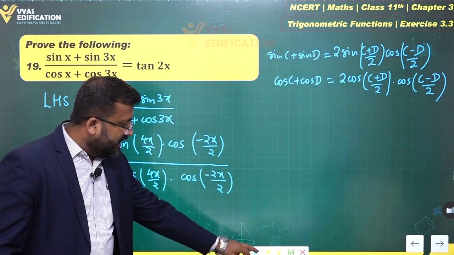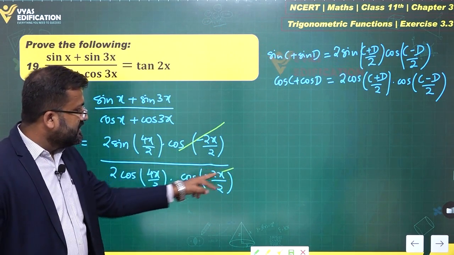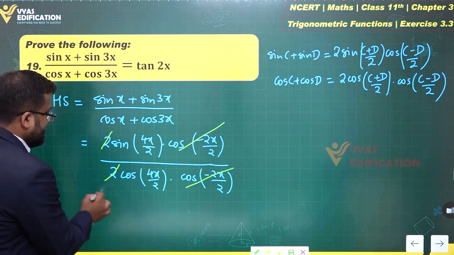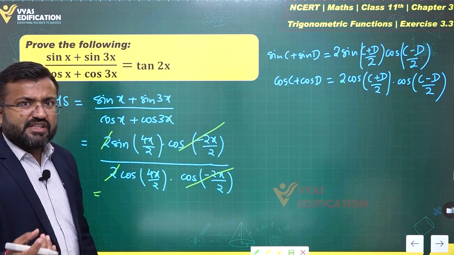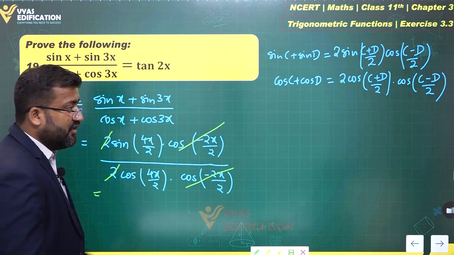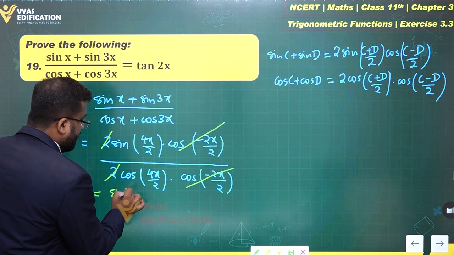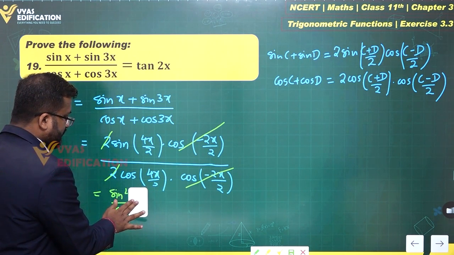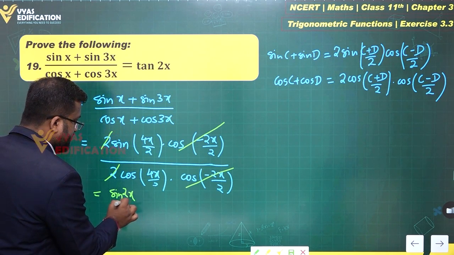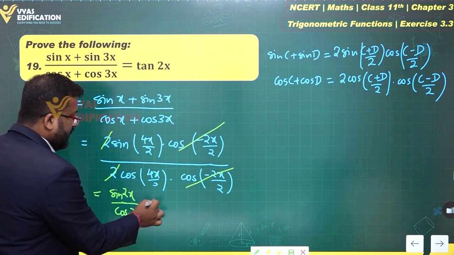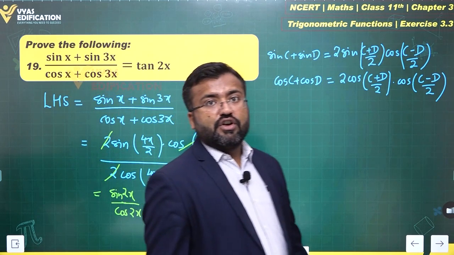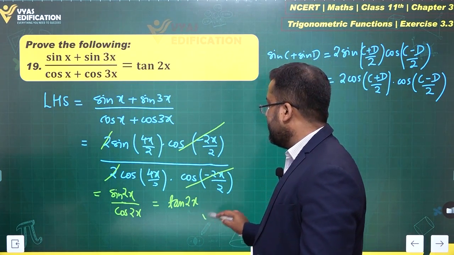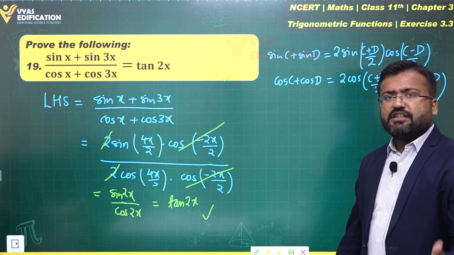And observe carefully that this and this are exactly the same. 2 and 2 are also the same. What remains is this. Sin 4x by 2, which is sin 2x, cos 4x by 2, which is again cos 2x. 4x by 2 is actually 2x over here in the numerator. This is sin 2x. In the denominator as well, you have cos 2x. Now, sin 2x over cos 2x is equal to tan 2x. And yes, this is my RHS. That's the proof for this question.